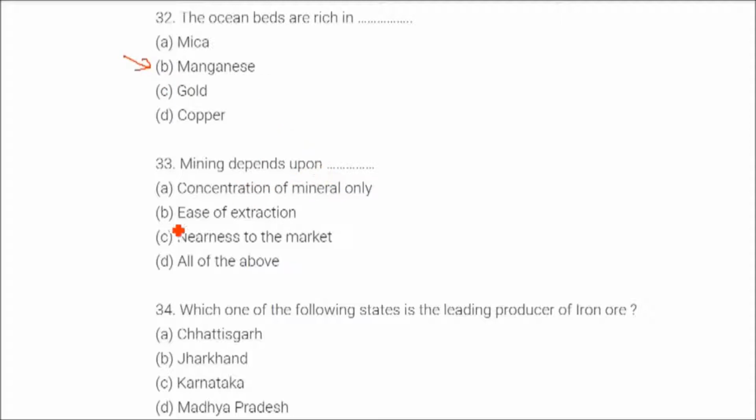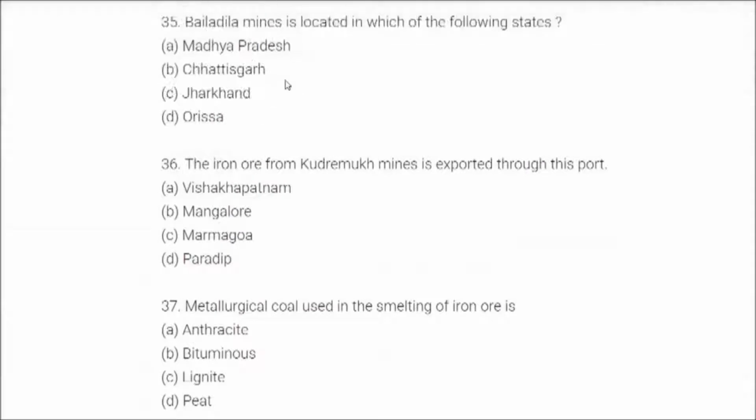Mining depends upon concentration of mineral, ease of extraction, and nearness to the market. So we'll go with the all of the above option. Which one of the following states is the leading producer of iron ore? That is going to be Karnataka.